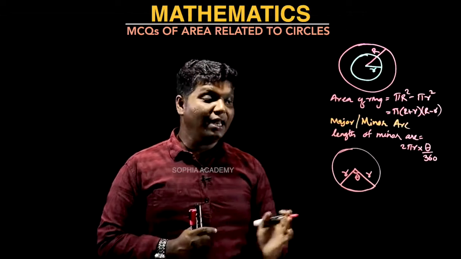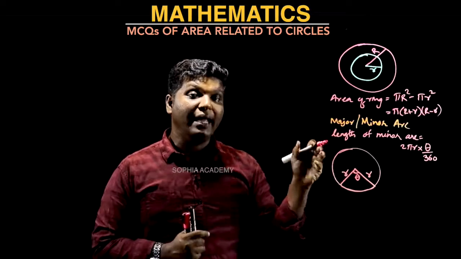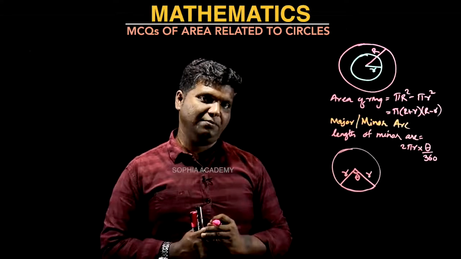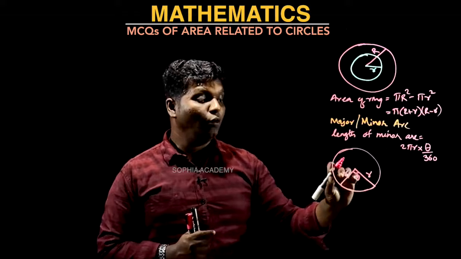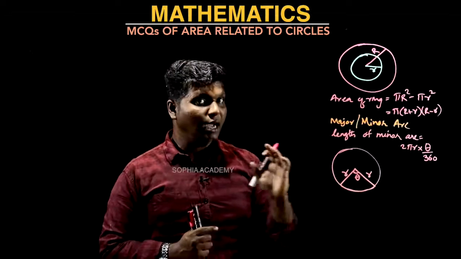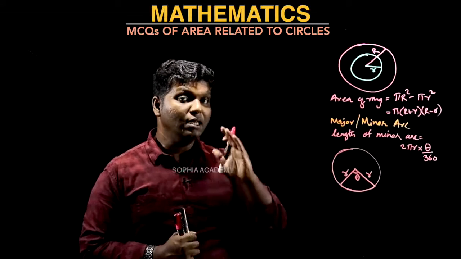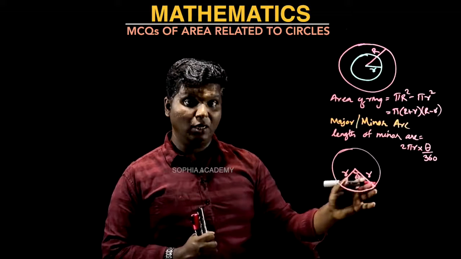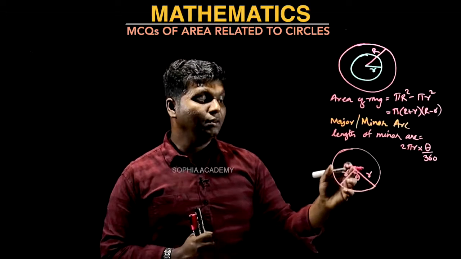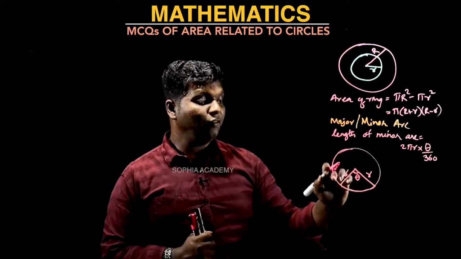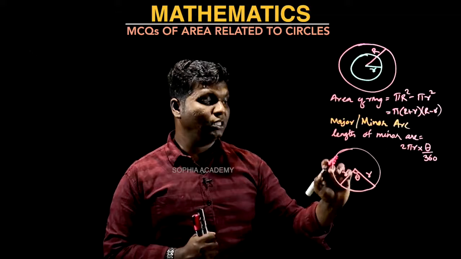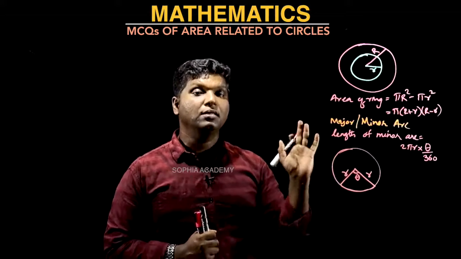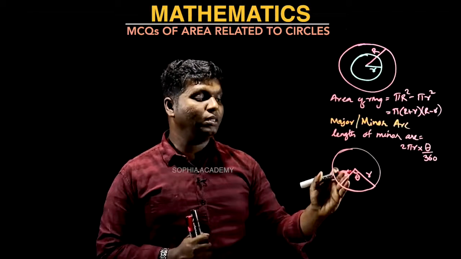And now, how to find the area of this sector? And how to find the perimeter of the sector? I told you this is the minor sector. What about this one? This will be the major sector. I told you what is a sector? A sector is the total space which is included between two radii and the arc. If you're considering this arc, this will become the minor sector. If you're considering this bigger portion, that will become the major sector. That's the difference.